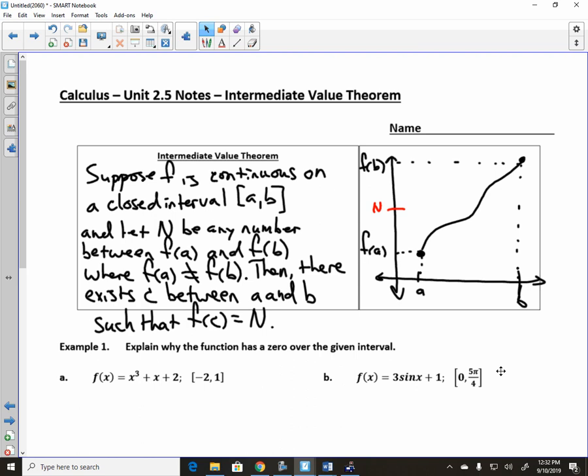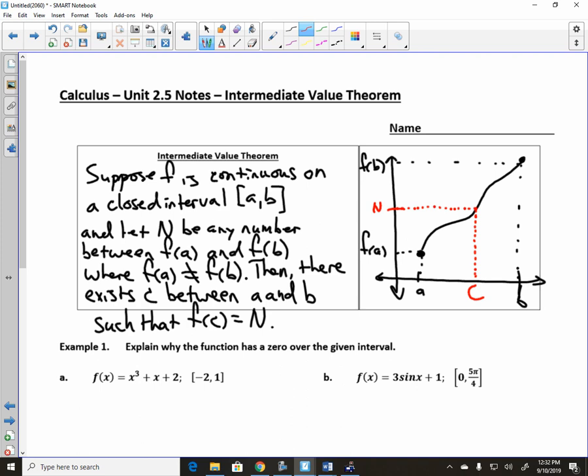Let's try to understand what we just wrote down. It says that there's a value C between A and B such that when I plug C in, I get an output of n. So if I follow this over, I get to a spot. Does that fall between A and B? It sure does.